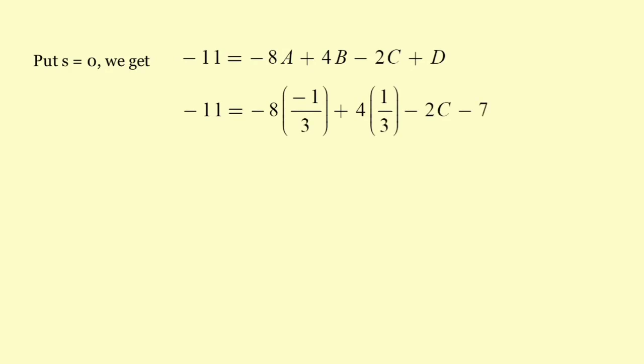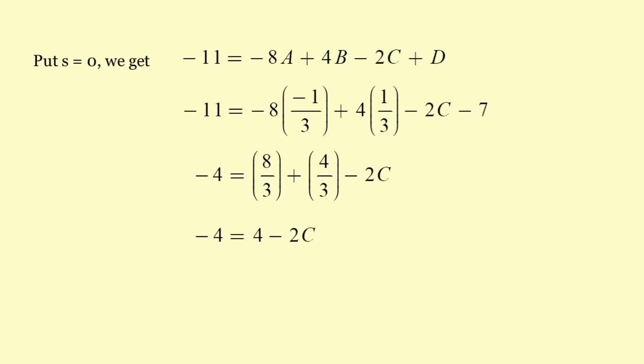Now to find the next value, substitute s is equal to 0. So we get minus 11 is equal to minus 8a plus 4b minus 2c plus d. Now we know the values of a, b and d. So substituting these values, we get minus 11 is equal to minus 8 into minus 1 by 3 plus 4 into 1 by 3 minus 2c minus 7. Now solving this equation, taking minus 7 to the other side, we get minus 4 is equal to 8 by 3 plus 4 by 3 minus 2c. Now solving this, minus 4 is equal to 4 minus 2c. So we get the c value is equal to 4.